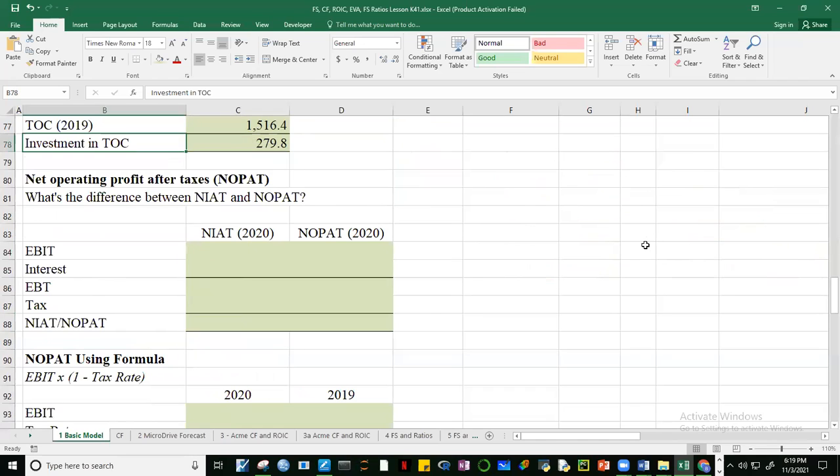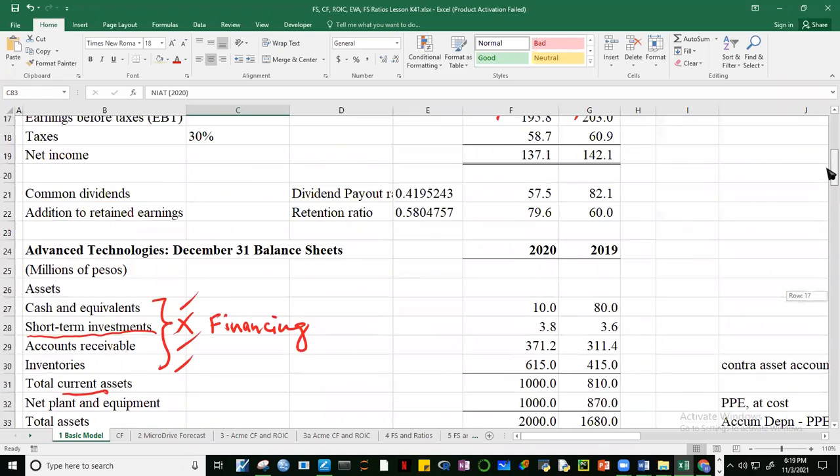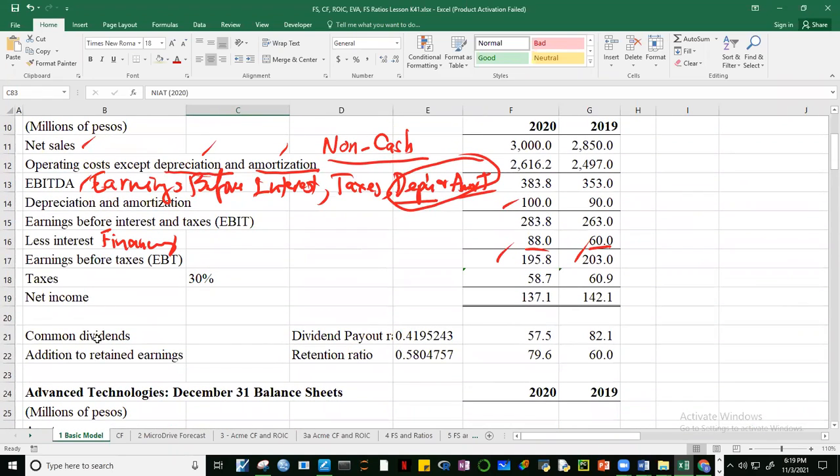So we want to answer the question, what's the difference between net income after tax and net operating profit after tax? Okay, so this one, the net income after tax, we already have that. If we take a look at the income statement, that's exactly your NIAT. This is your net income, otherwise known as earnings after tax or net income after tax.